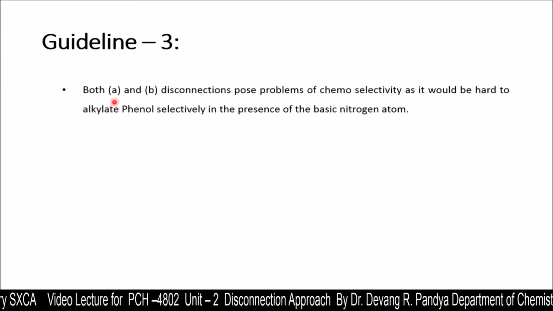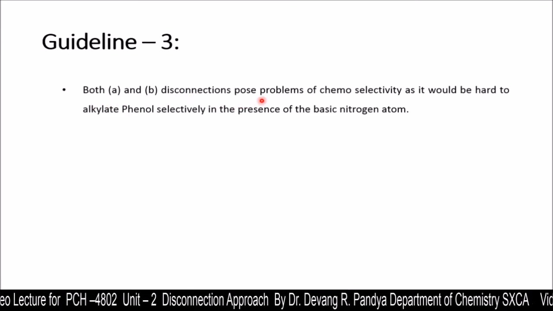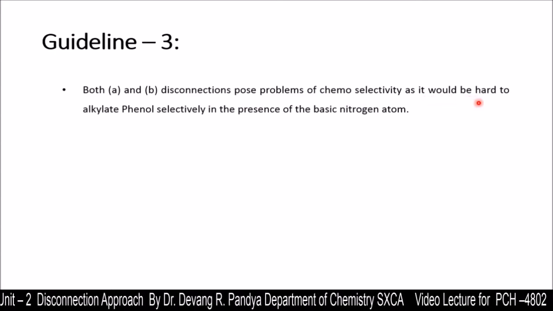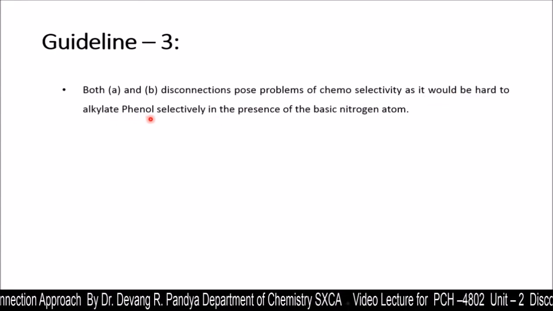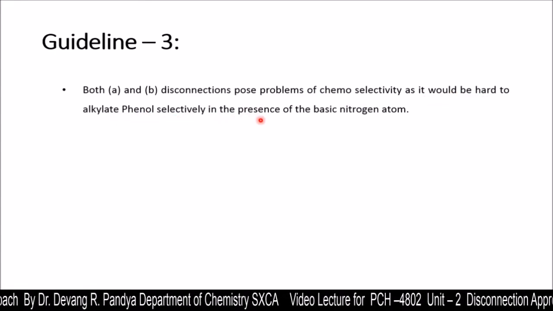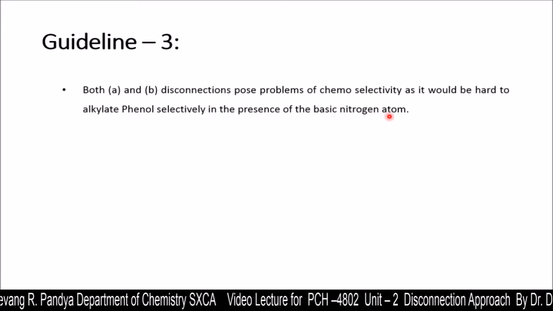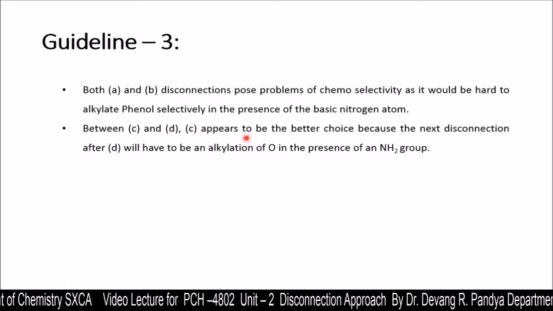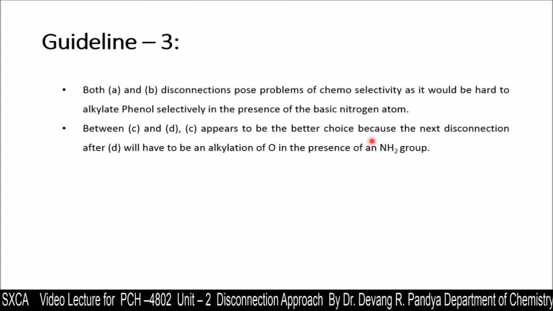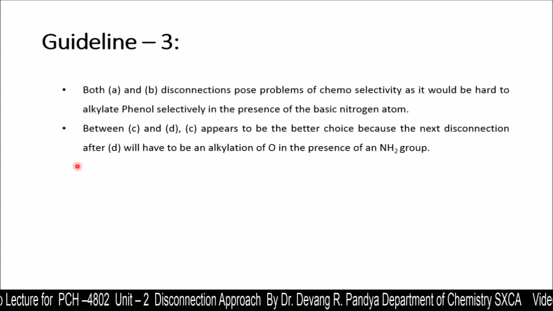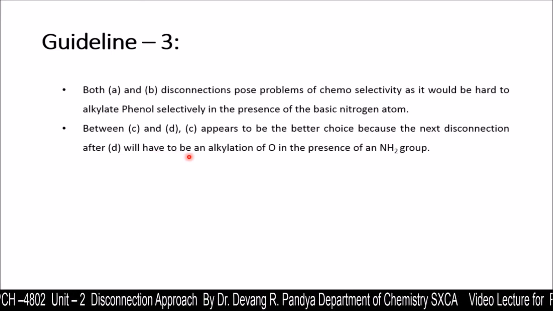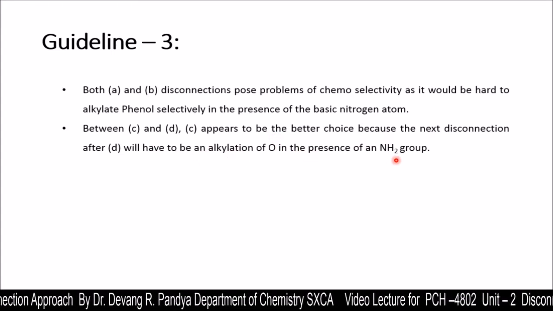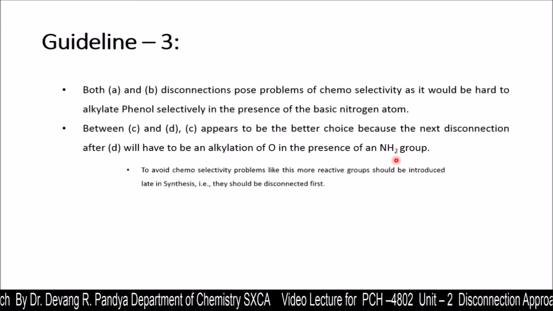Now you can see here both A and B disconnections pose problems of chemoselectivity, as it would be hard to alkylate phenol selectively in the presence of the basic nitrogen atom. Between C and D, C appears to be the better choice, because the next disconnection after D will have to be an alkylation of oxygen in the presence of an amine group.